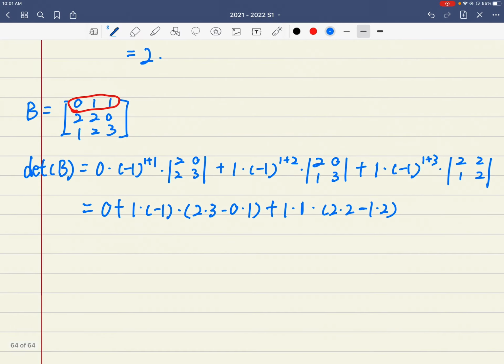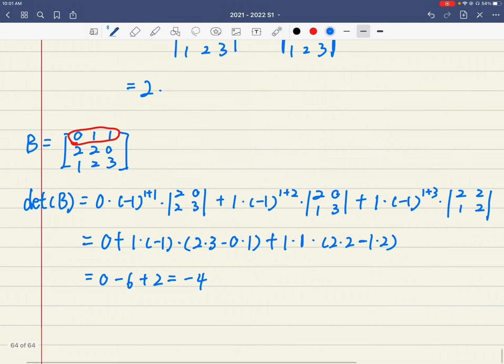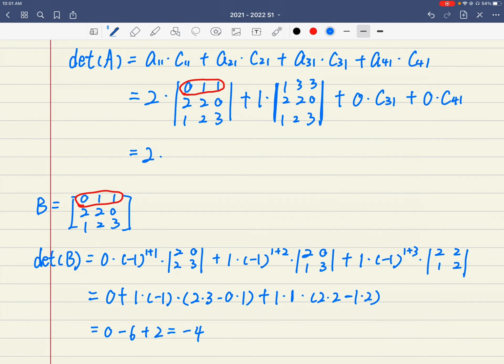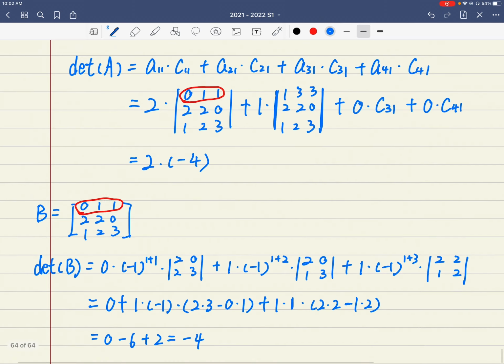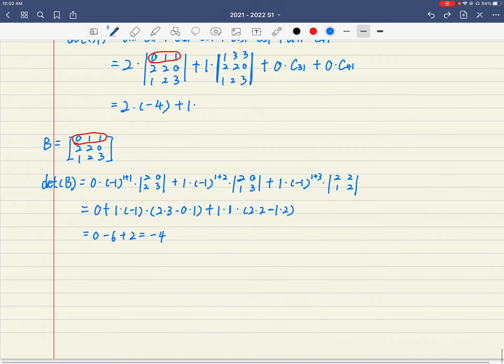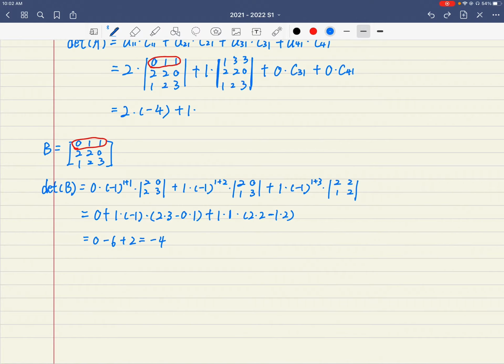So this part is 0. This part is minus 6. And this part is plus 2. So this part is negative 4. After all the calculations, we get this determinant: it is negative 4. Then plus 1 times this part's determinant. So let's do it down here.